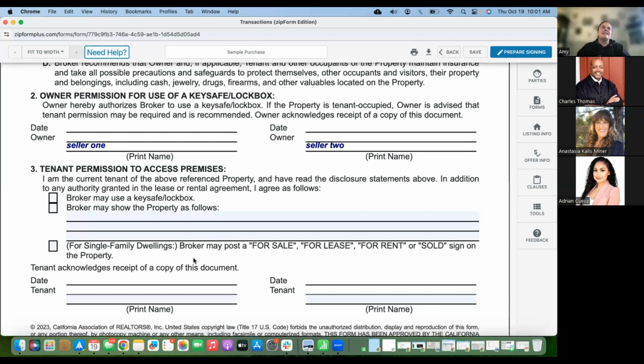Like Adriana had a listing that had the brother occupying the property. We should have used this because it wasn't the seller occupying the property. The seller had passed away. And then we should have had the TOPA included as part of that contract. So sometimes, even though I know it should be, we still fail.